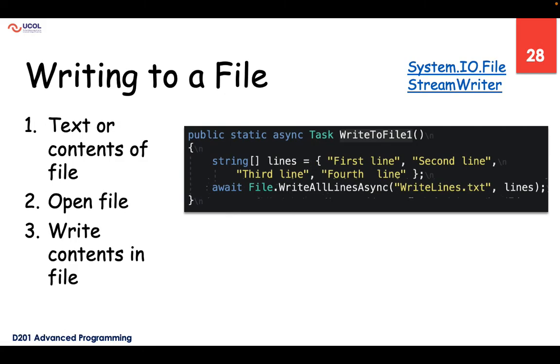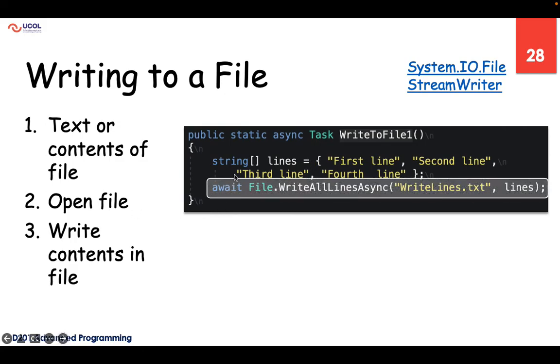Again, we also have another way. We have created the text, and then here we say File.WriteAllLinesAsync. Here we are saying that in System.IO.File, in the File class, we have a static method, WriteAllLinesAsync, and then we are saying open that specific file and write these lines in that file. So this is also possible.